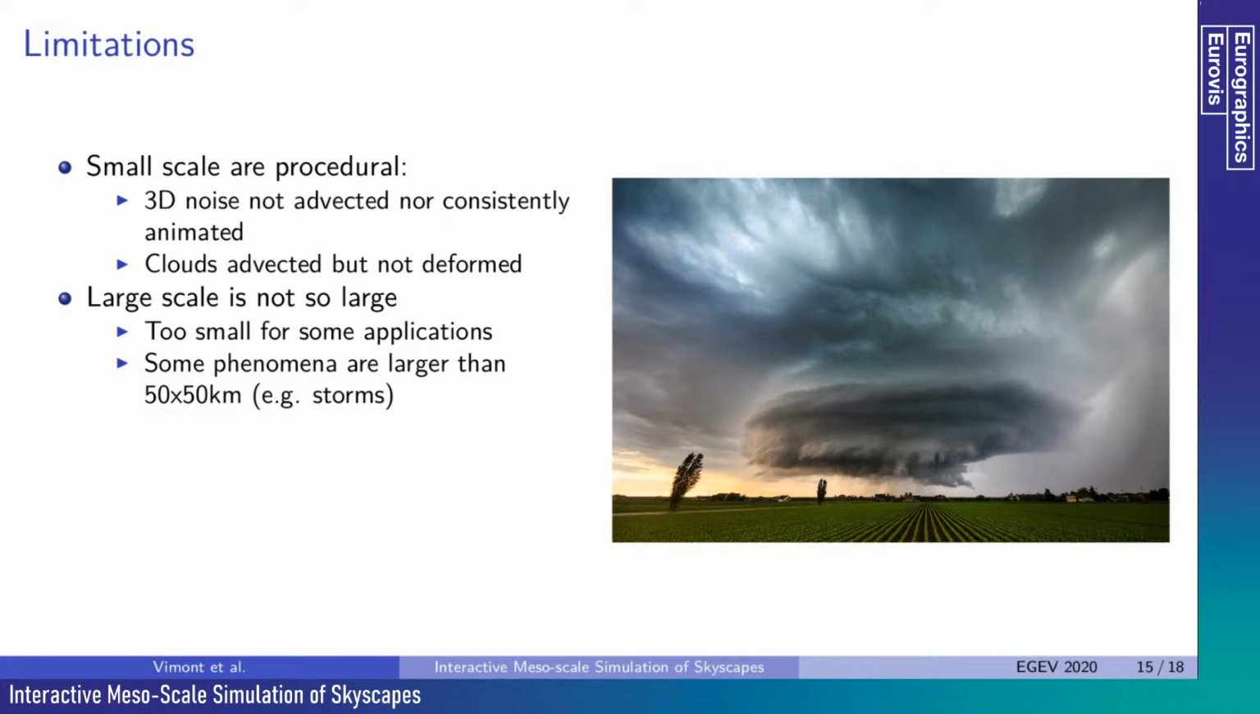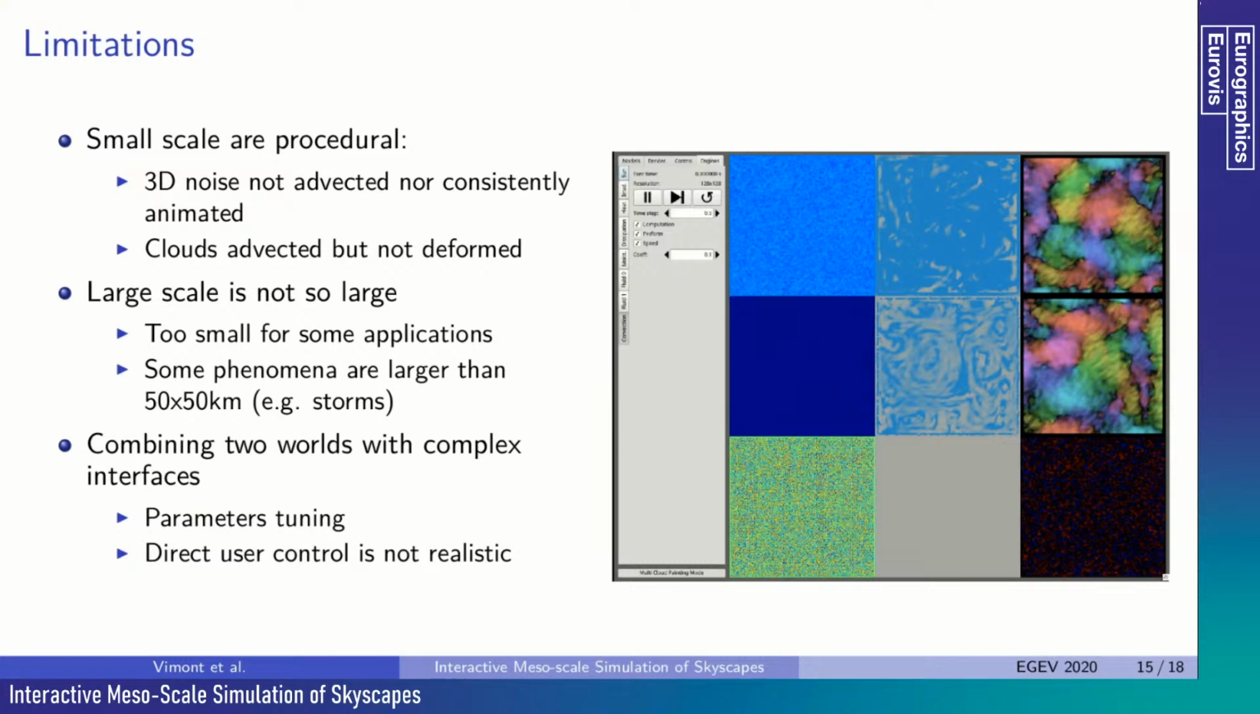Third, and this one is not related to scale, we combine simulation and procedural modeling in a single framework, but both approaches tend to require a lot of parameter tuning, and our method inherited that. So you have to set layer counts and altitudes, interaction coefficients, classification thresholds, and visual parameters to name a few. Both kinds of approaches are also known to have complex interfaces, and I let you judge the complexity of ours as shown here.